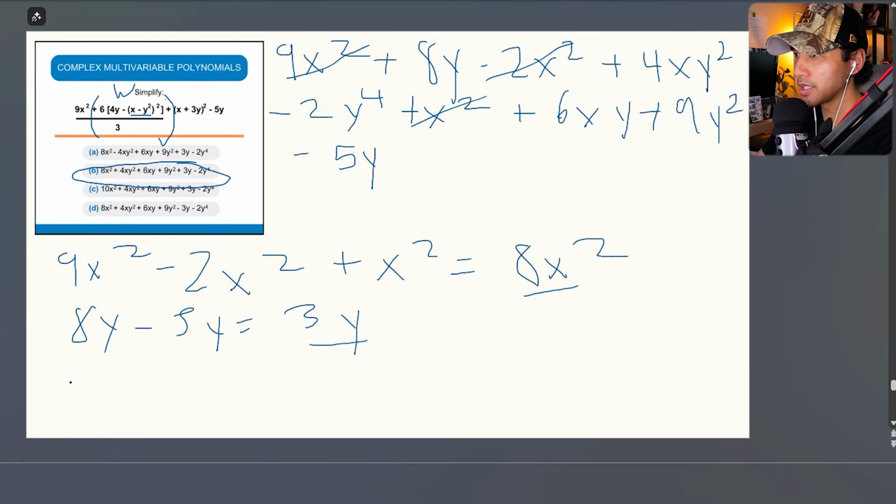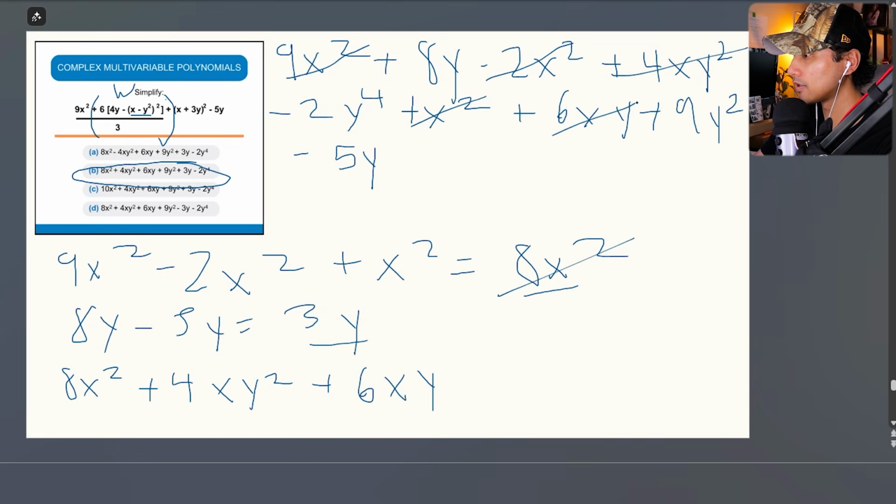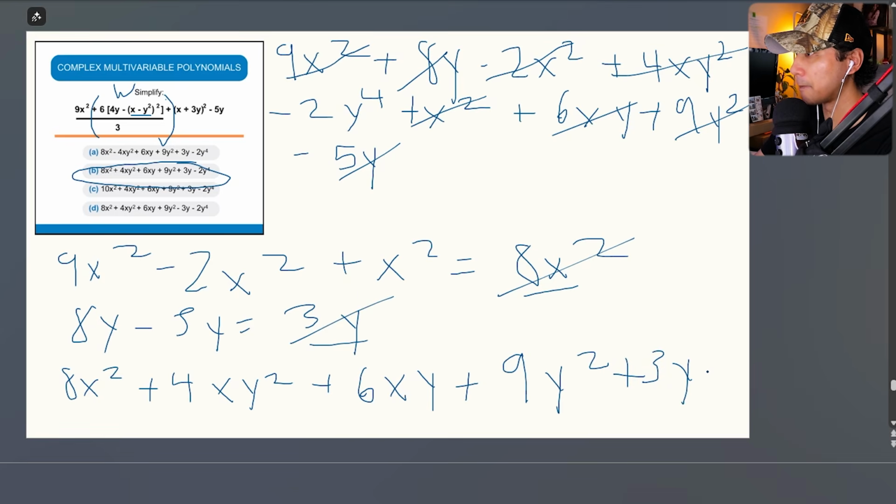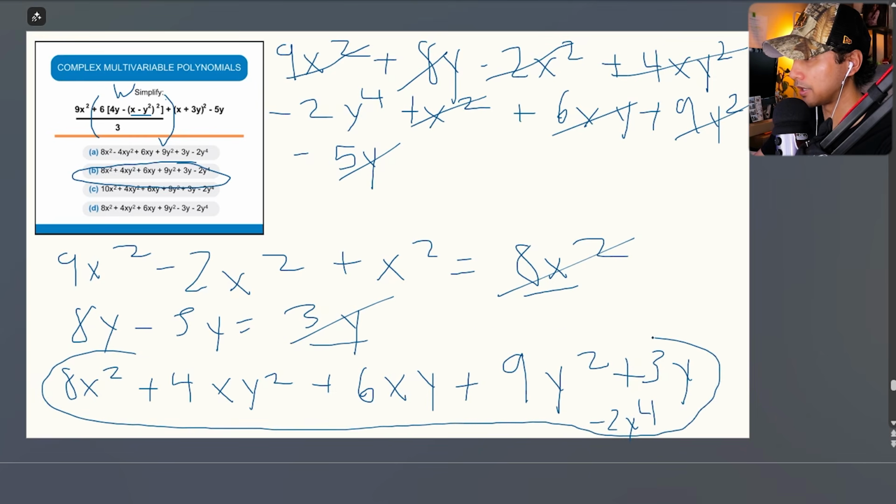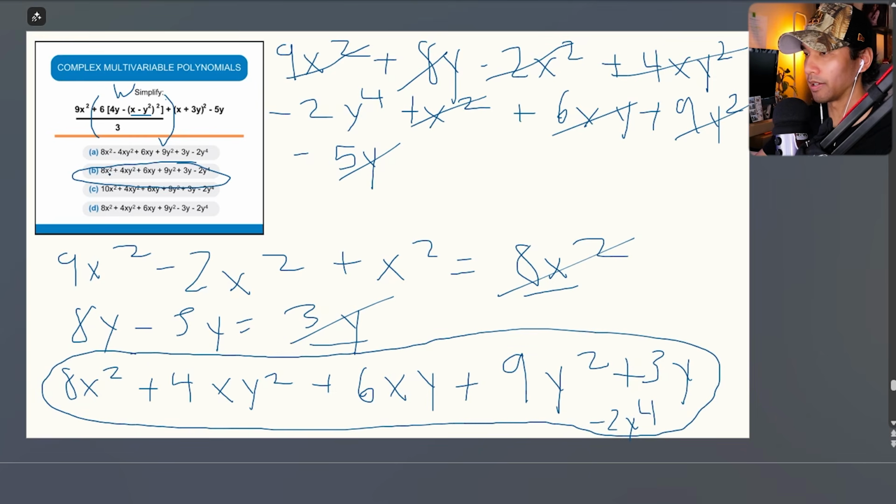So our final equation is 8x squared plus 4xy plus 6xy, and I'll cross everything out as I write it. Plus 9y squared plus 3y, and then minus 2y to the fourth. Sorry, I wrote it down there, but you get what I mean. There you go. And that equals B.